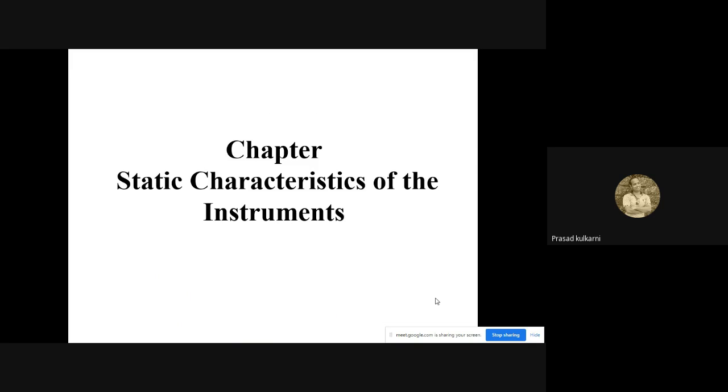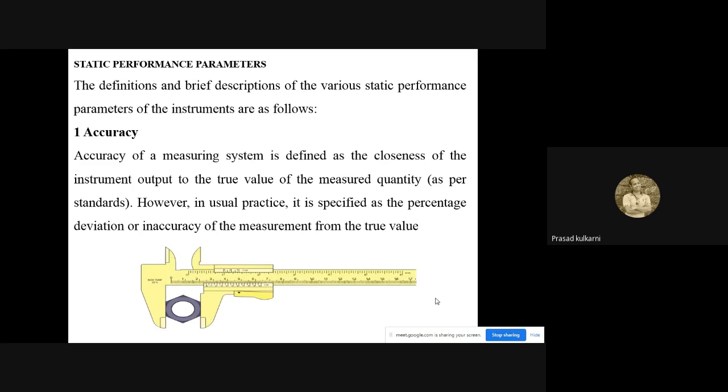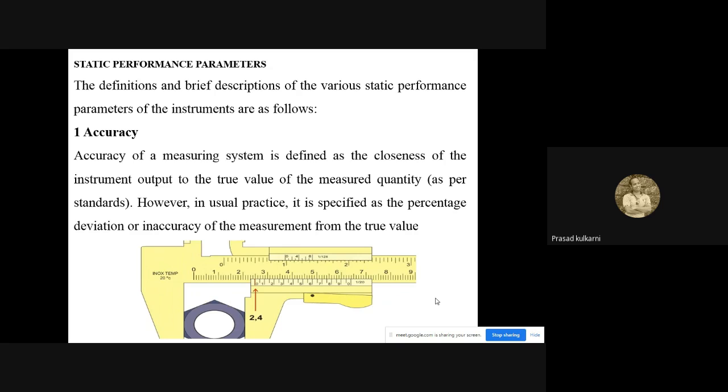Actually, once again, I will repeat in 2 minutes. We have started the chapter static characteristics of the instrument, and there we are studying right now the accuracy in measurement. Definition and the brief description of all these static performance parameters we are going to see one by one now. The first one is the accuracy.